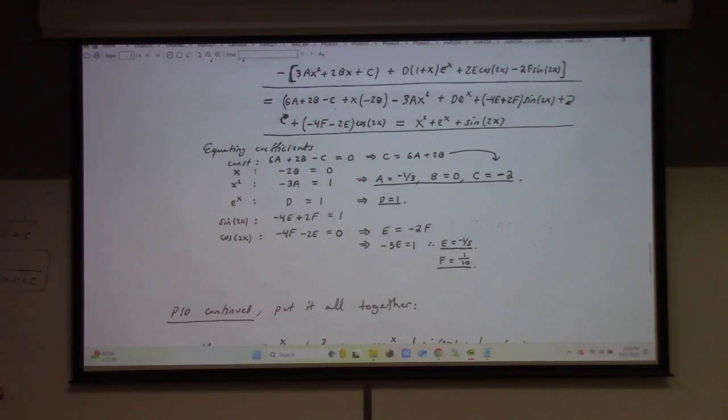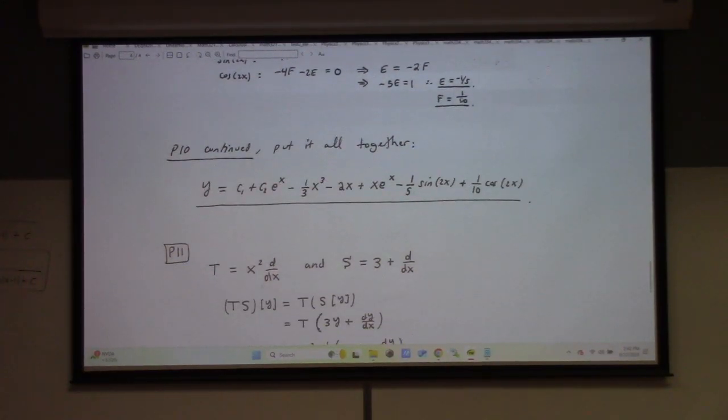like so, and out pop some equations like d equals 1, and b equals 0, c equals apparently minus 2, a is minus a third, and the e and the f, they kind of play their own game over here, and they work out to minus a fifth and a tenth. Put it all together, we got, this is our solution.